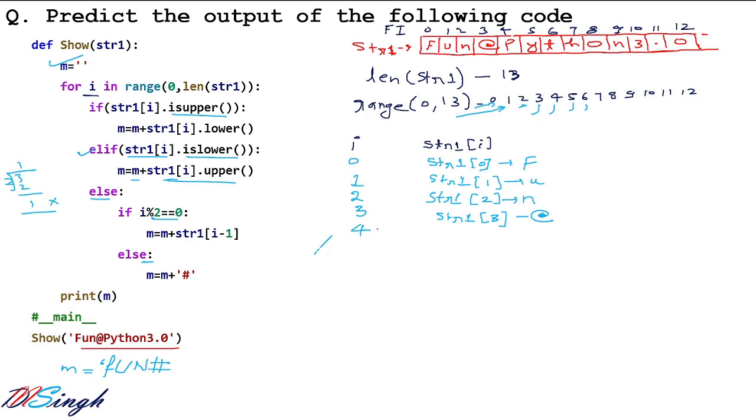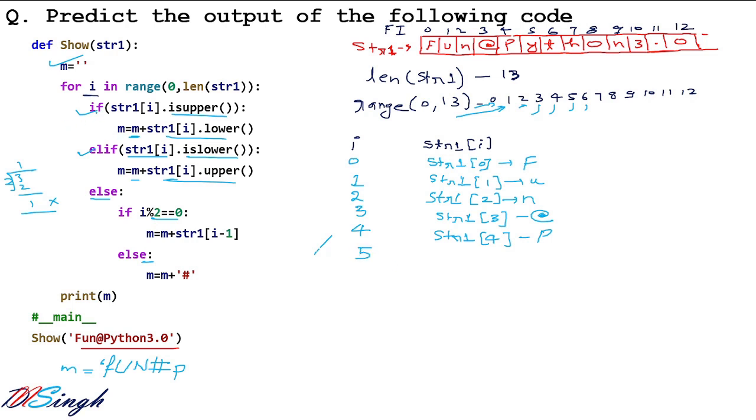Next, the I value for the next iteration will be 4. str1 of 4. What is str1 of 4? Capital P. Okay, so capital P will match this if statement here, because that letter is in uppercase. So it will be converted into lowercase first and then concatenated with m. So P will be in small case, and next iteration it will be 5.